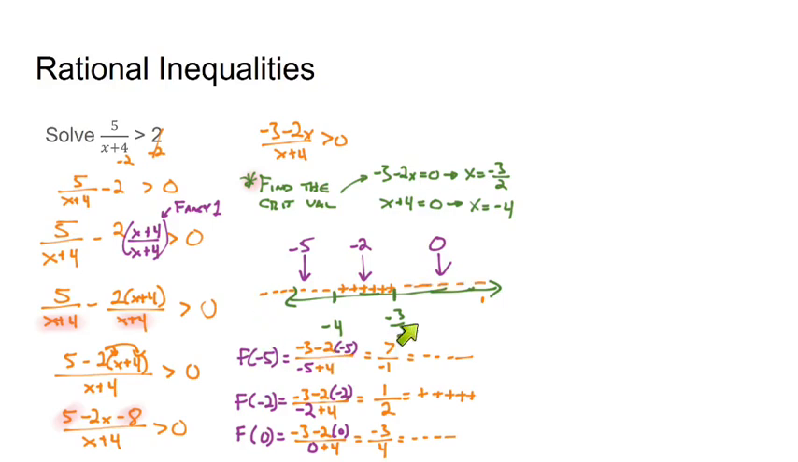So let's interpret what this means, okay? What this means is that I'm looking for where this function is greater than 0. In other words, where is it positive? And what we can see is it's positive in between negative 4 and negative 3/2. So our solution here, if I wrote it in interval notation, is going to go from negative 4 to negative 3/2. You could write the same thing as an inequality. But that would be our solution.